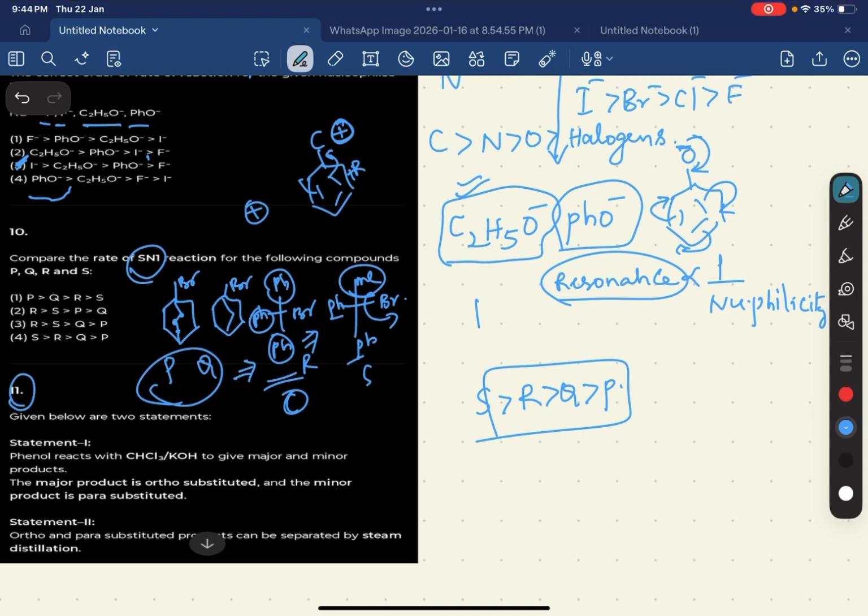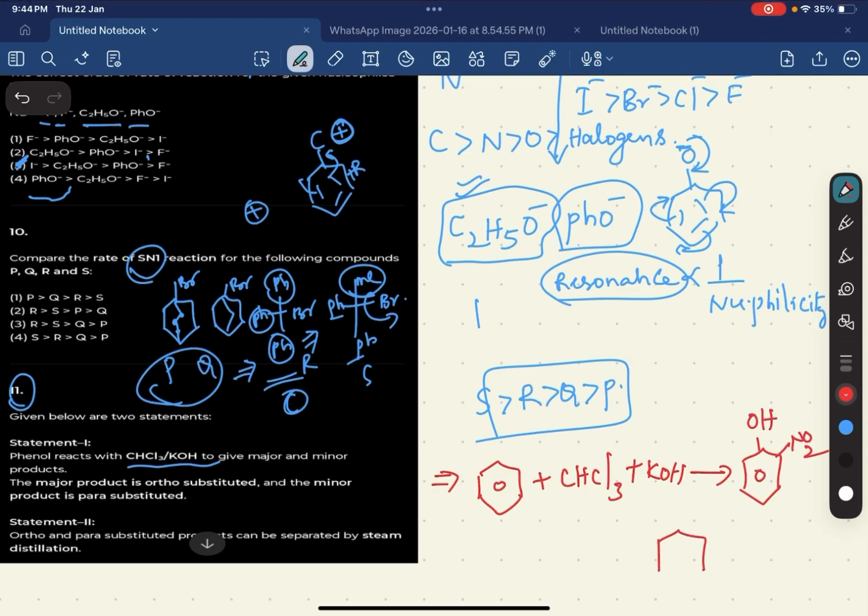So the 11th one gives the statement, phenol reacts with chloroform and KOH, gives major and minor product. So that's a very important and basic reaction. What is the name of this reaction? Reimer-Tiemann reaction. So phenol in presence of chloroform and KOH, we get ortho and para nitrophenol. So ortho is more stable due to intramolecular hydrogen bonding, but para is having intermolecular hydrogen bonding. So volatile nature wise, if you see, this is more volatile because of intramolecular hydrogen bonding.